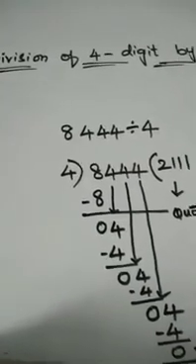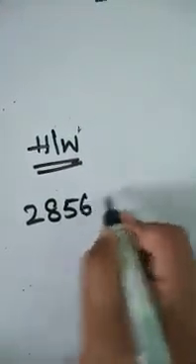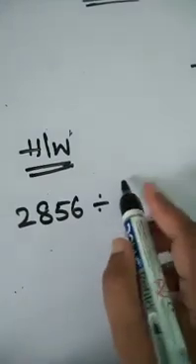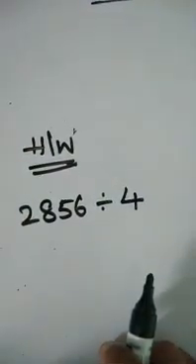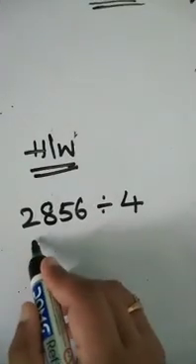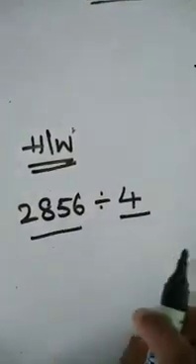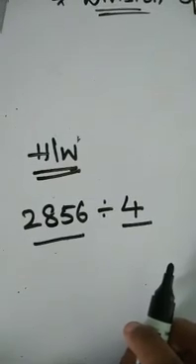So this is division of 4 digit by 1 digit number. I have explained 3 problems to you. Now I am giving one problem as your homework. You have to solve this in your homework notes: 2856 divided by 4. This is 4 digit by 1 digit number. Solve it in your homework notes.